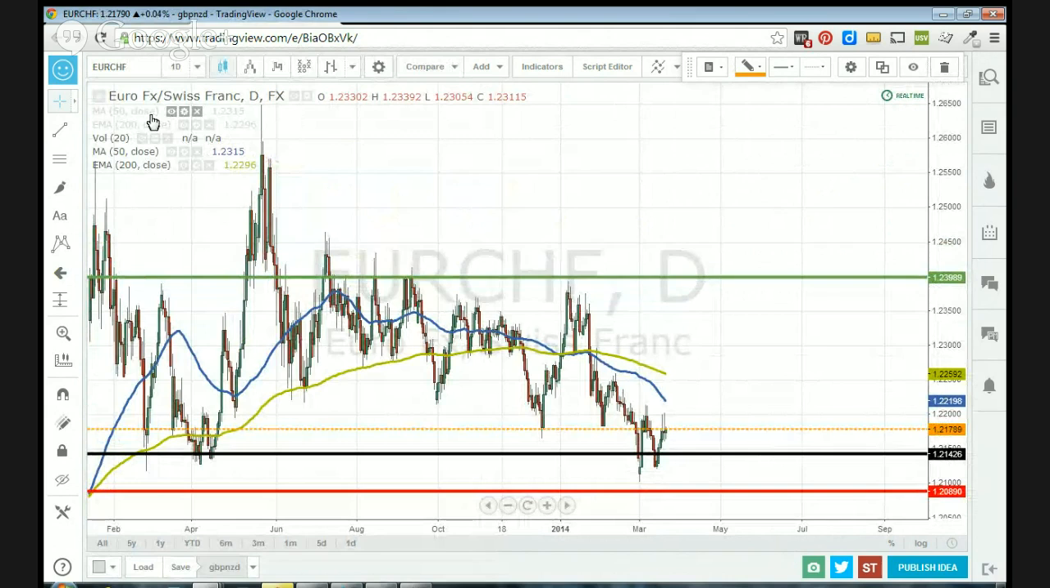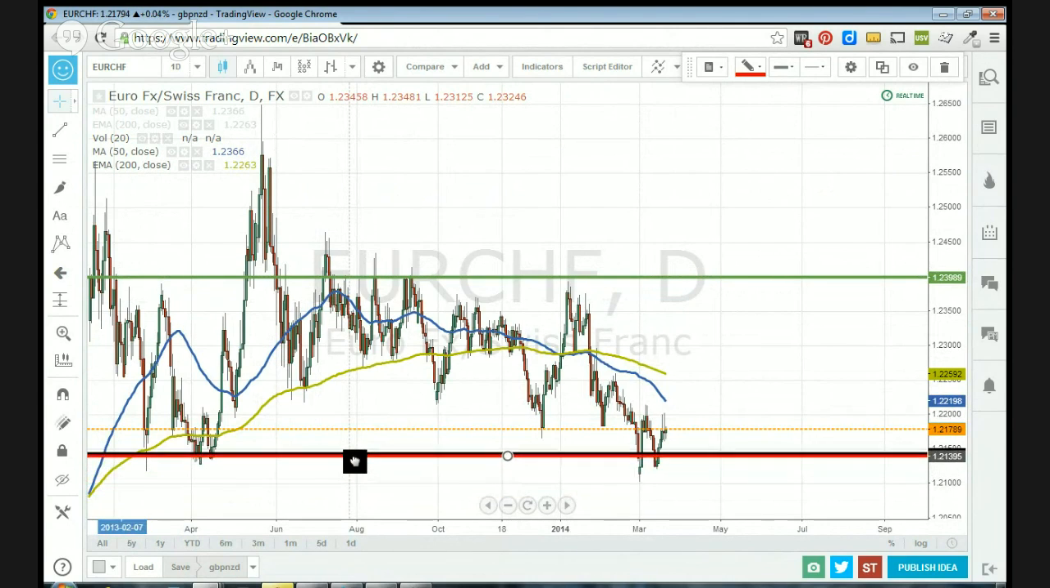Okay. Now we haven't had a close above this orange line yet. Well, I did move my stop to break even. I'm not sure if it was the best decision to move my stop to break even here, but it is what it is. I did it. I'm not taking it back.